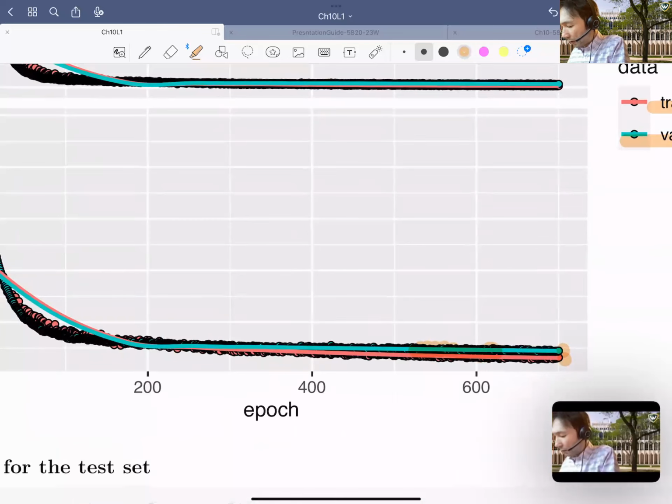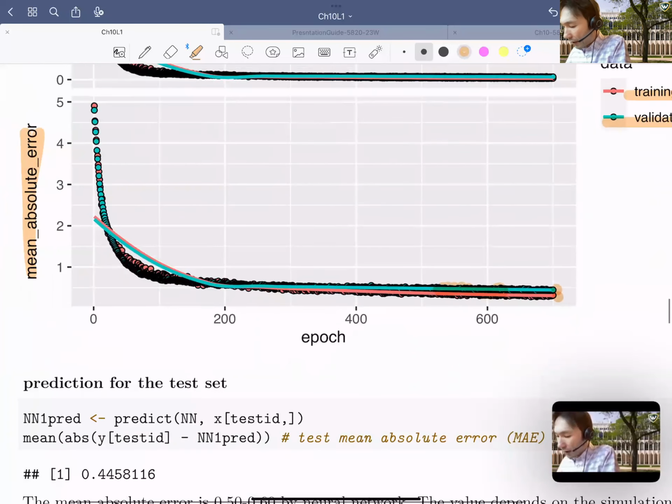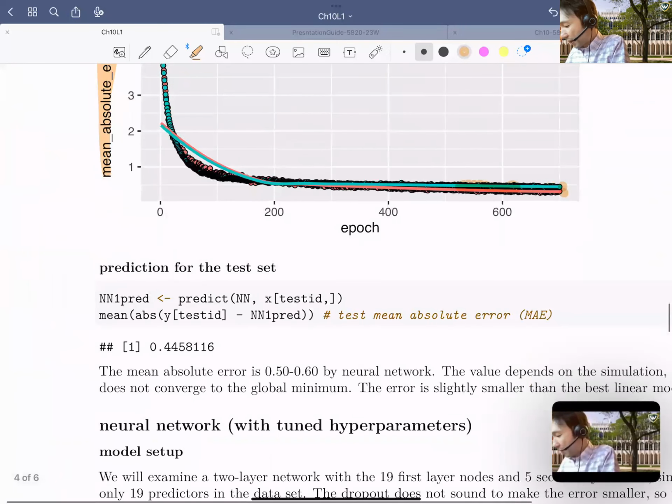And we have some fluctuation here, right? Because the learning rate is not too small. So it fluctuates a little bit. If the learning rate is larger, the fluctuation is larger. If the learning rate is smaller, the fluctuation is smaller, but the convergence takes time. Sometimes it does not reach the optimal global minimum.